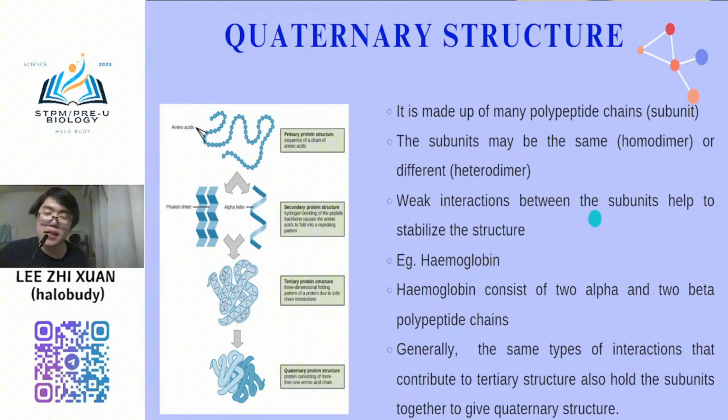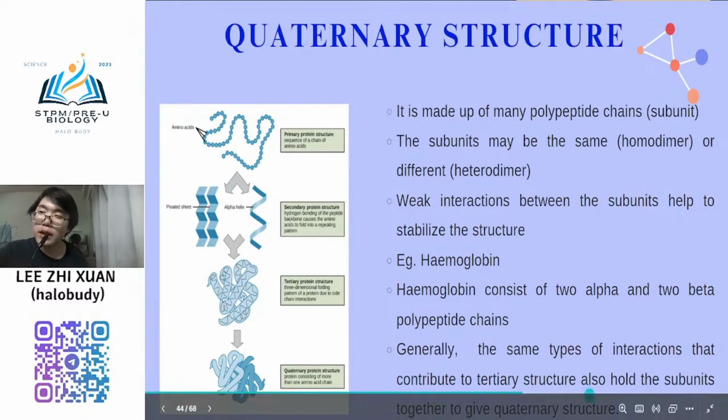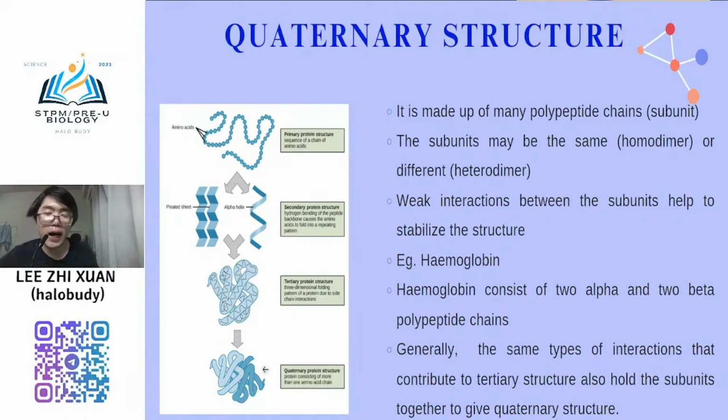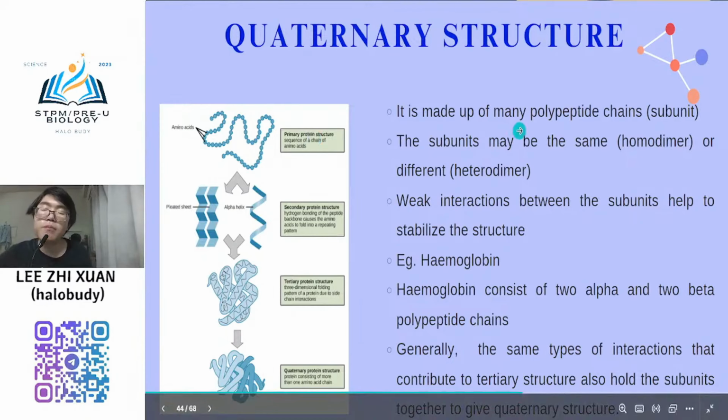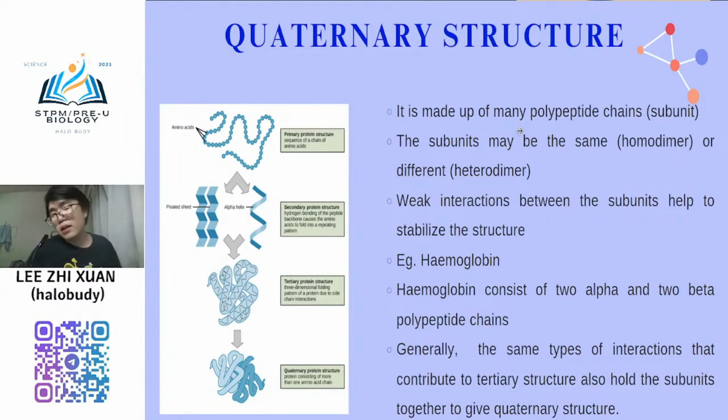And the last one is quaternary structure. Okay, quaternary structure is also 3D, but highly complicated. Why? Because it is made up of many polypeptide chains. Compared to tertiary, which has only one polypeptide. One polypeptide can already form 3D, but this one contains 2 or 3 or 4, at least 2 polypeptides, so that they form what we call quaternary structure.